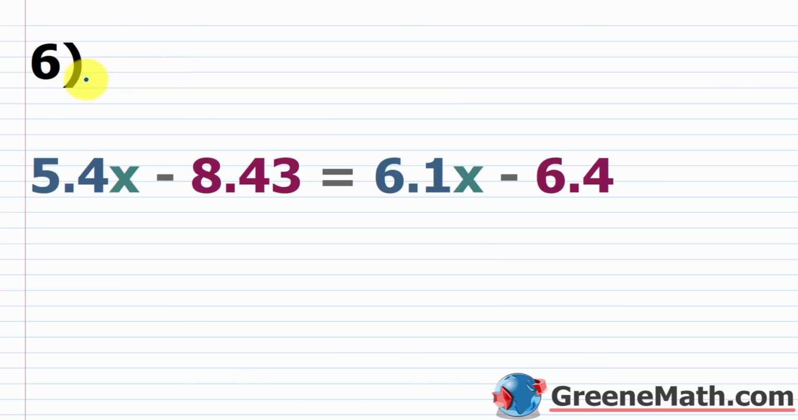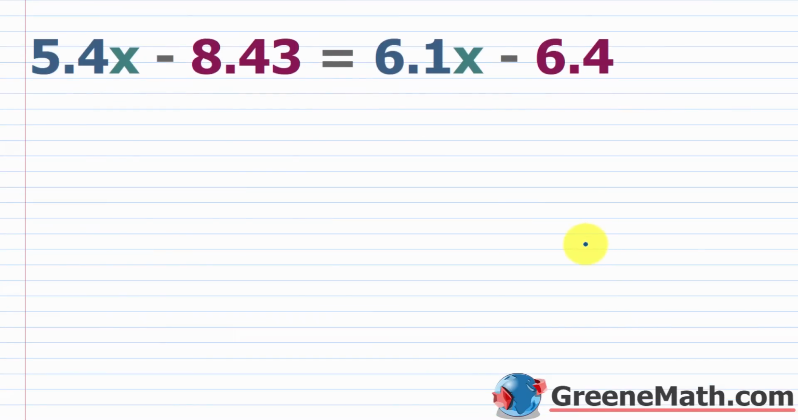So basically for problem 6, you have 5.4x minus 8.43 is equal to 6.1x and then minus 6.4. So how do I clear this equation of decimals? I look at the number of decimal places that I have in each term here. So this would be 1, this would be 2, this would be 1, and this would be 1. So basically you go with the highest number of decimal places. That's what you need to clear, right? And to clear that, you go 10 to the power of whatever that highest number of decimal places is. In this case, it's 2, so 10 squared would be 100. You multiply both sides by 100, you'll clear all the decimals.